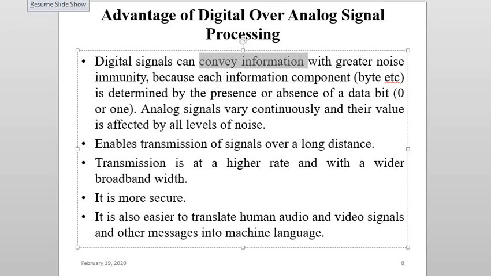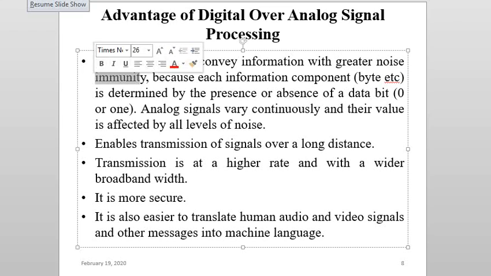Digital signals can convey information with great noise immunity. That's why we don't want noise in our signal, and that's why we use the digital signal. Because of its information components like bytes, it is determined by the presence and absence of a bit, like a 0 or 1.